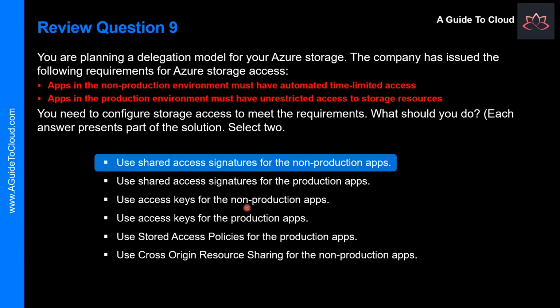Use access keys for non-production app. Definitely not. We need to use shared access signature. Use access keys for production app. Absolutely correct, because that will give us unrestricted access to the storage resources. So the shared access signature provides a way to provide more granular storage access than access keys. And access keys provide unrestricted access to the storage resources, which is the requirement for the production app in this scenario.